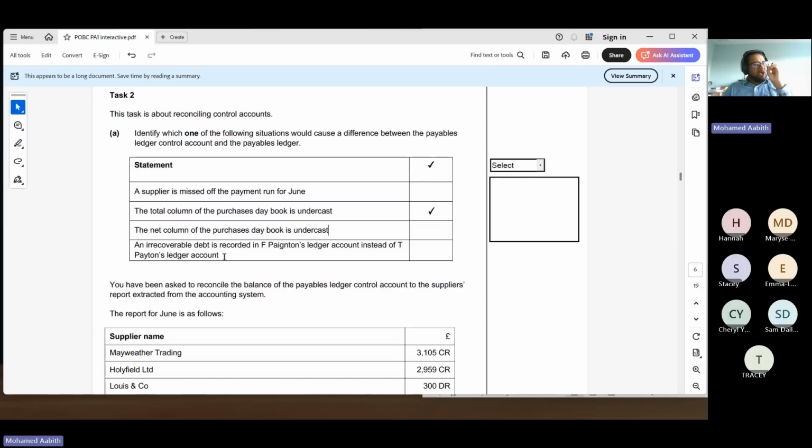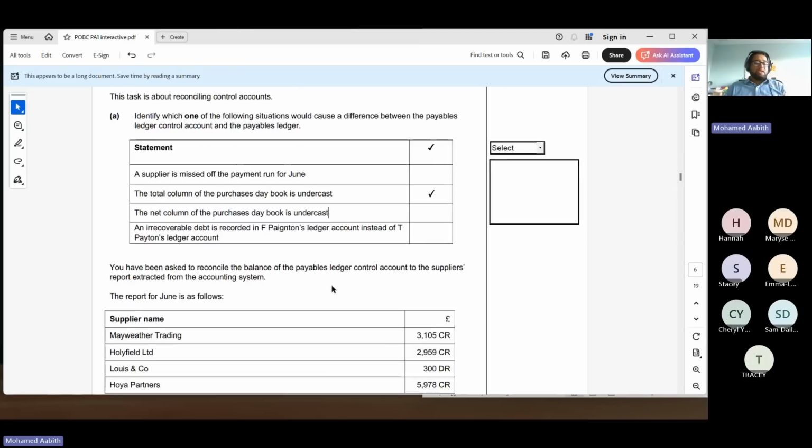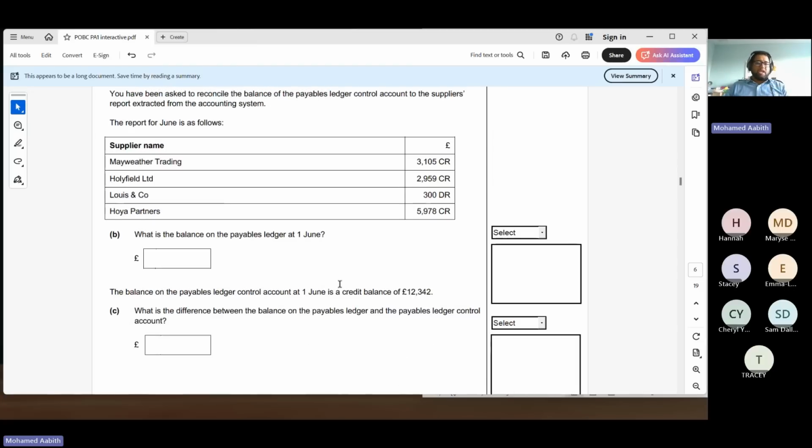Why? These are customer balances. You will not have irrecoverable debt as a part of the payable ledger. The payable ledger is what I owe to my suppliers. I can't be my own irrecoverable debt. So it is not correct. So the second one is the right one. Now let's look at the next one here.